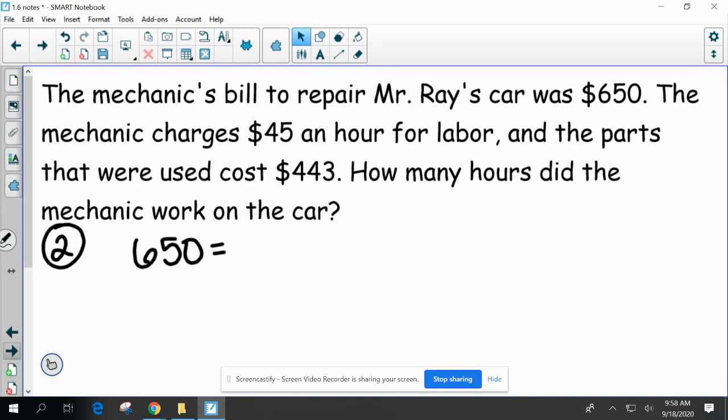And then you have to think about, like, what is my variable going with? Like, what's the rate change part of it? Yeah, the hour part. The 45 an hour is the part that's going to change based off how much time. So I'm going to put 45, and I can use any variable, it doesn't matter. So you can use H or X or Y, it doesn't matter. And then I need to add my parts in there. My parts cost $443.